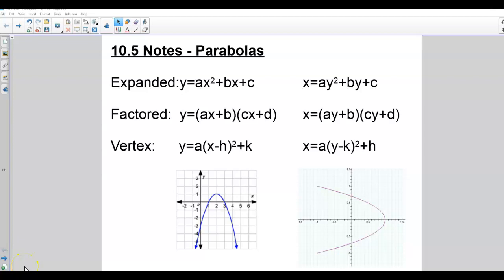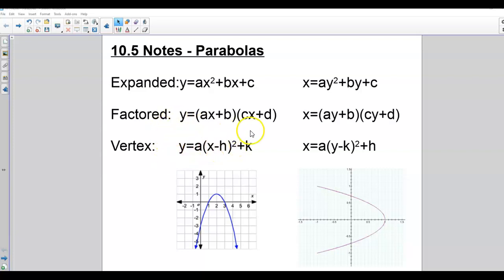We are going to look at parabolas today, and to be successful, you should already know a lot about parabolas whenever they are defined as a function of x. So that's whenever they are solved for y and we have our x squared over here.